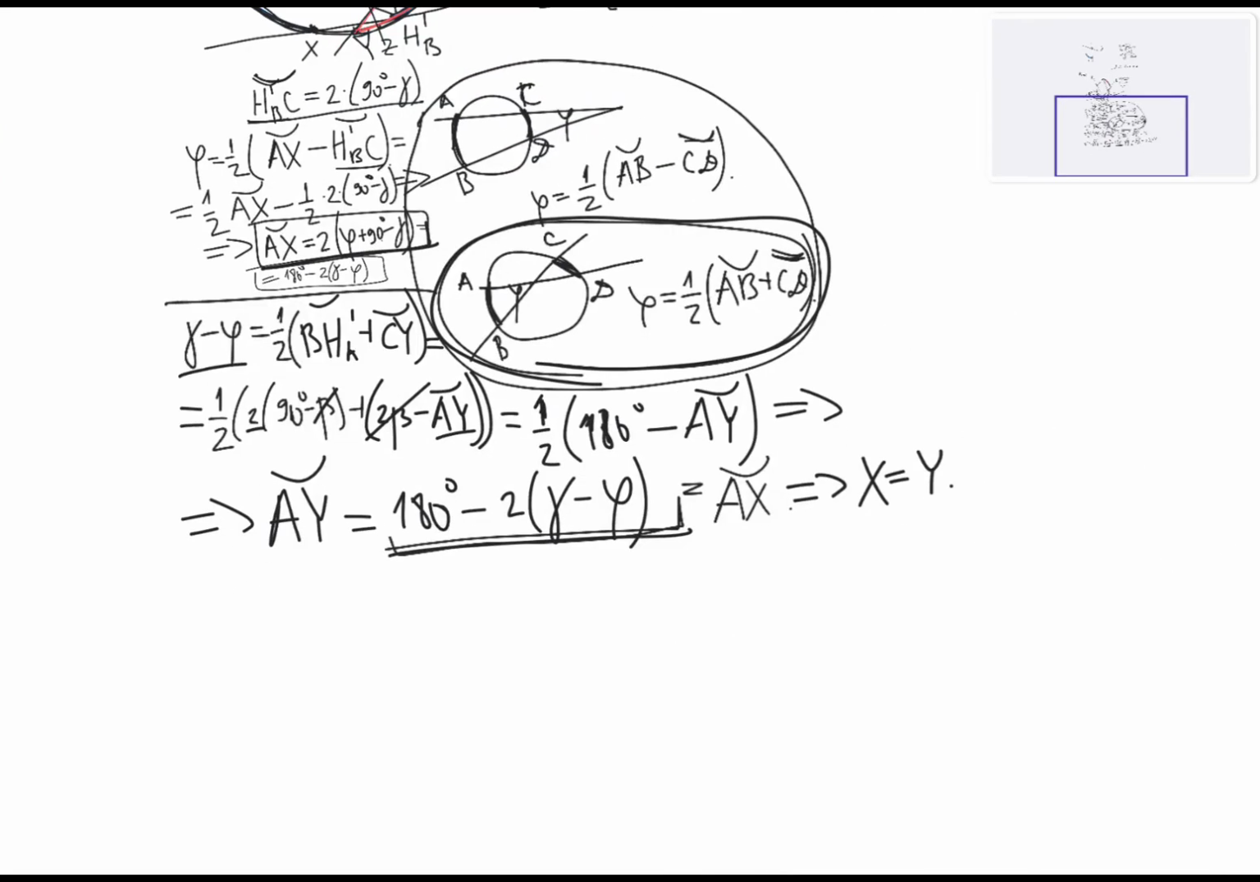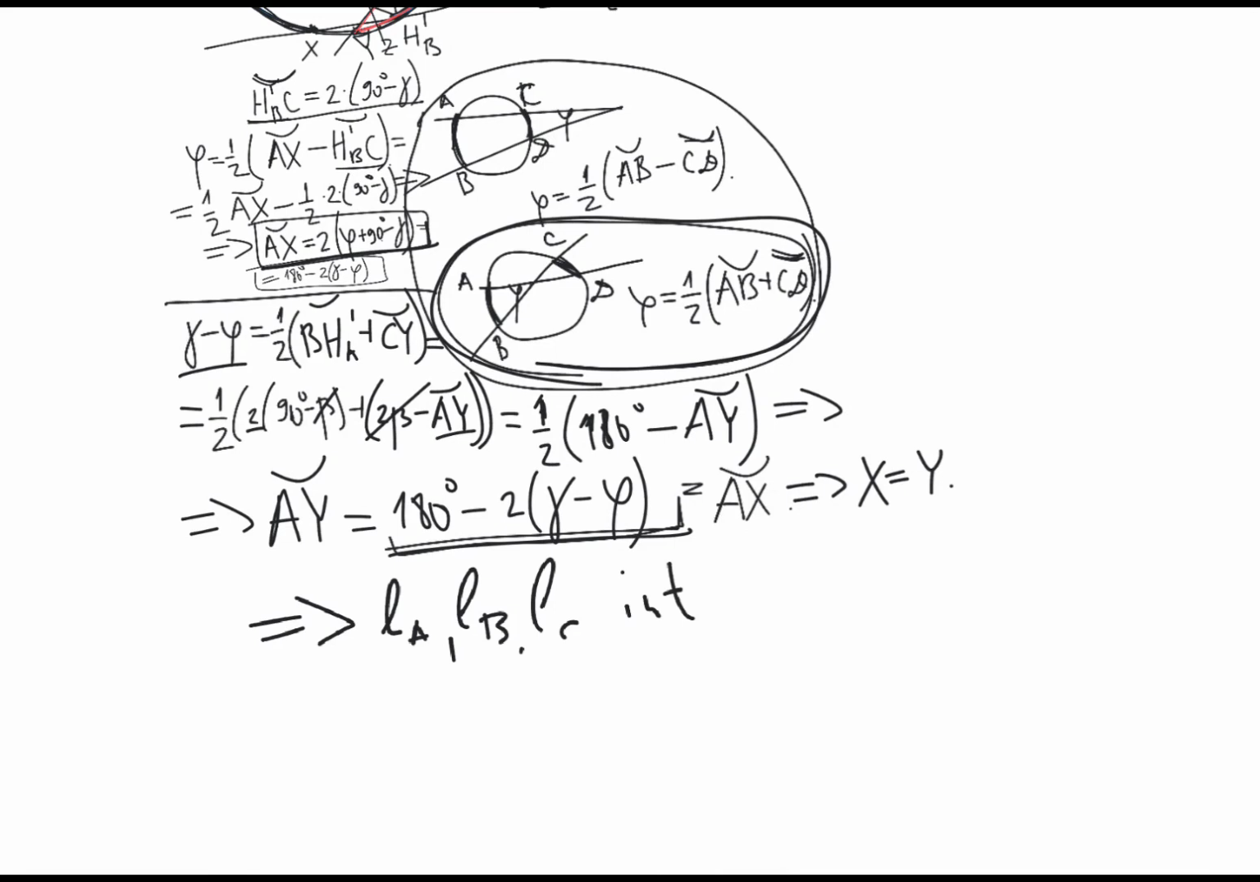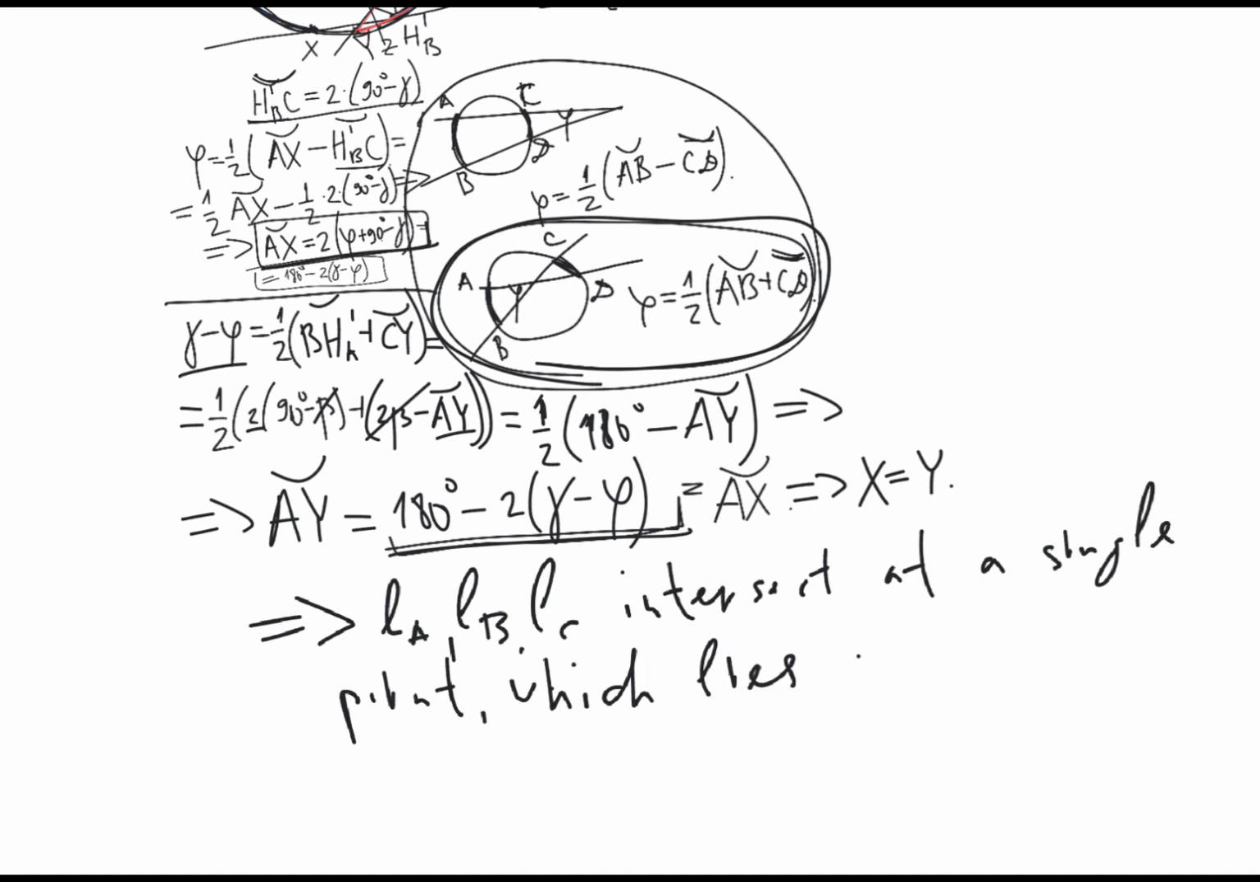So let's write that this implies that LA, LB and LC intersect at a single point which lies on the circumcircle, on omega. We denote it omega. And this concludes the proof.